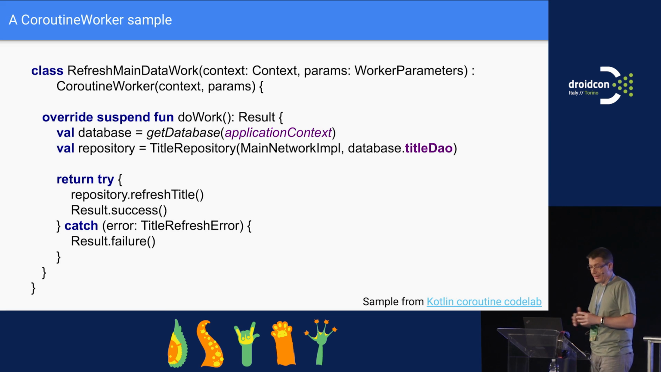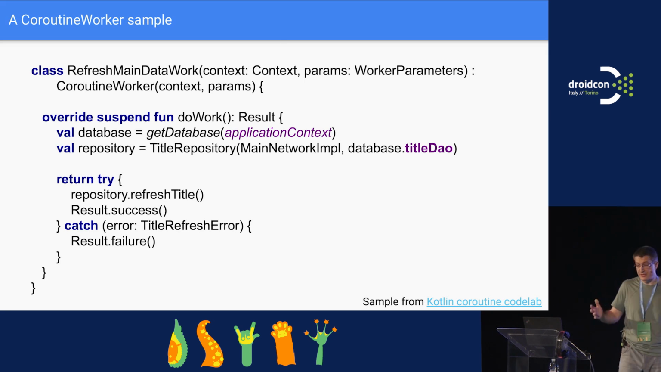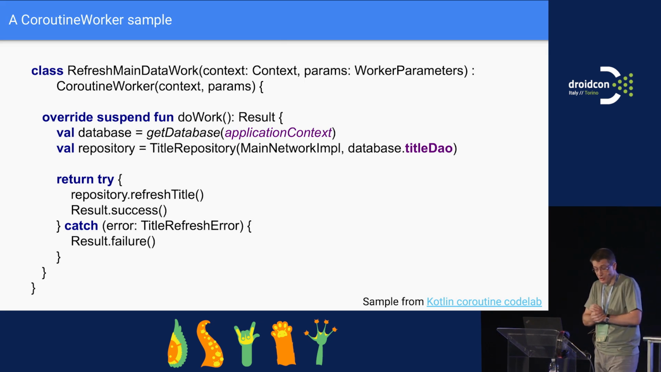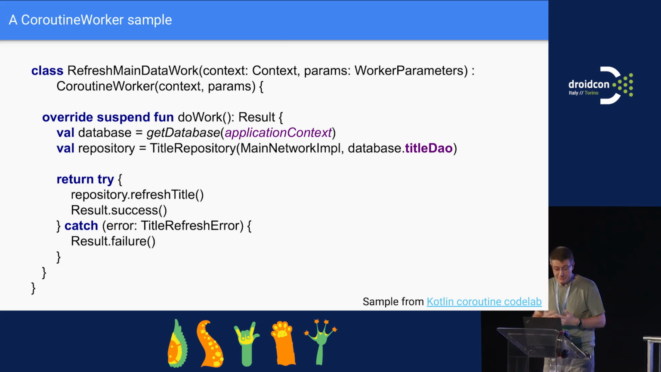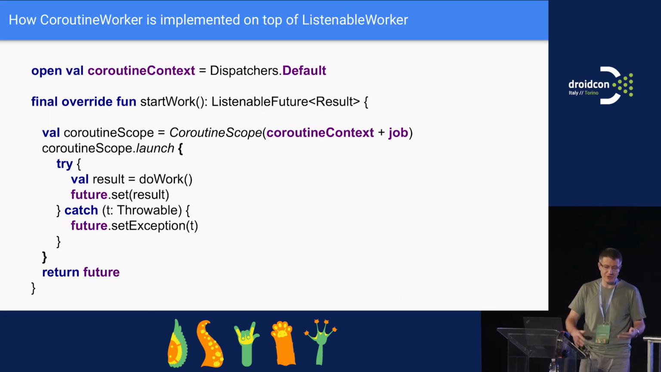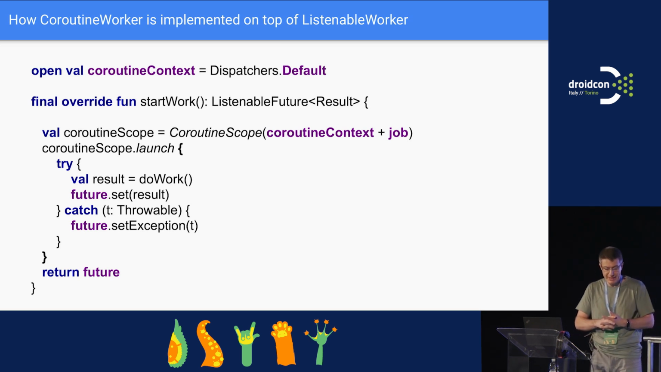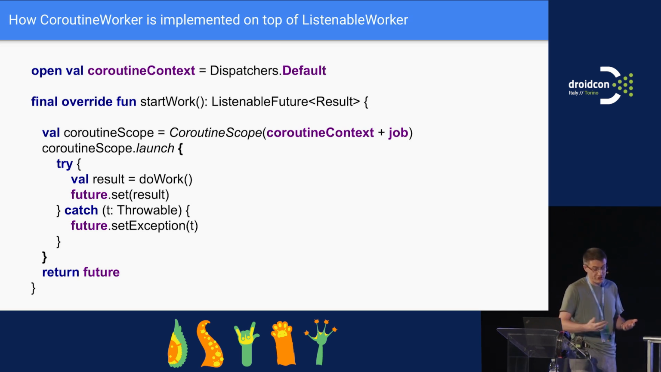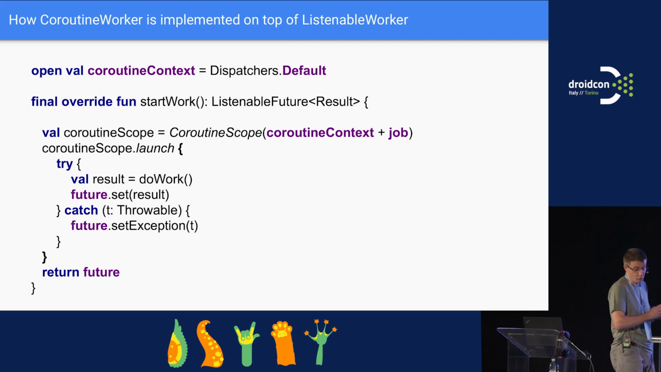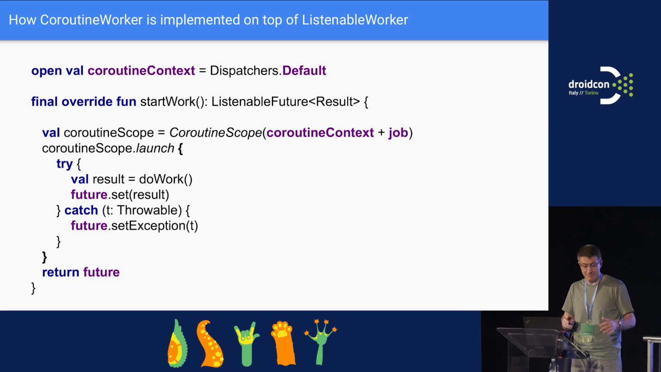Another option is to use a coroutine worker. In this case, doWork is just a suspension function, and this is run asynchronously on the default dispatcher by default. And you can see this again from the implementation itself of the coroutine worker. You see that the startWork in this case is just doing a coroutine scope and launching the doWork suspended function. In this case, the coroutine scope can be redefined.